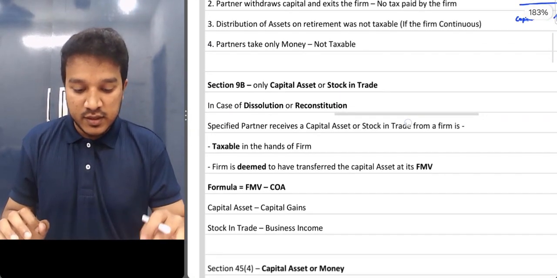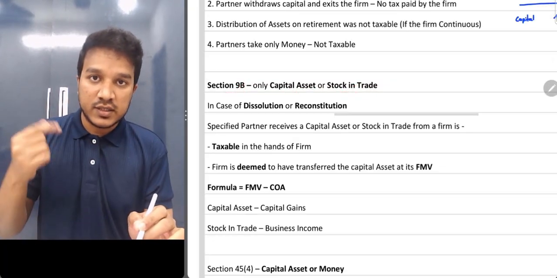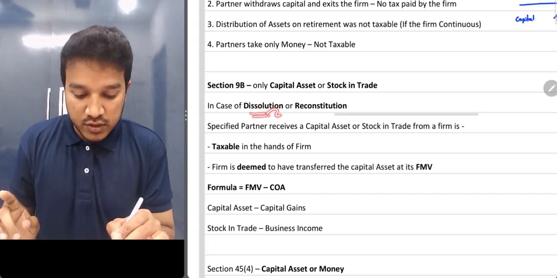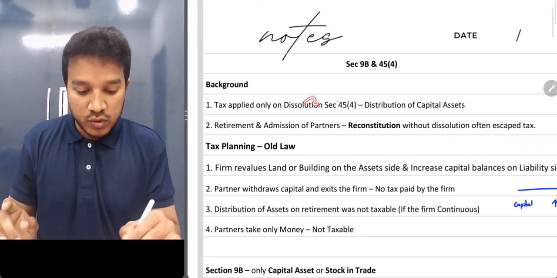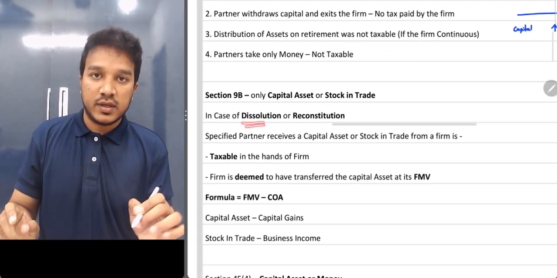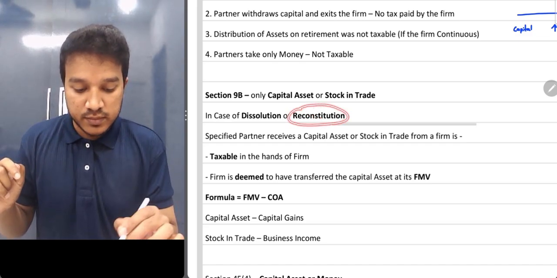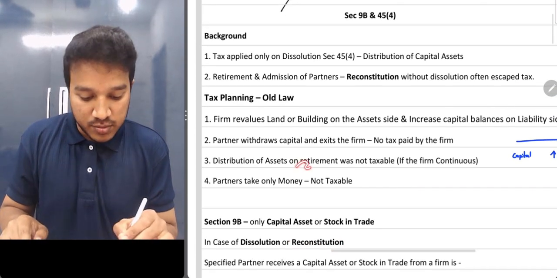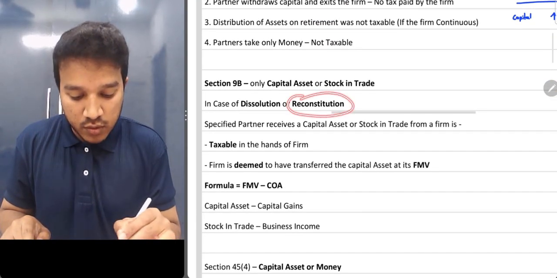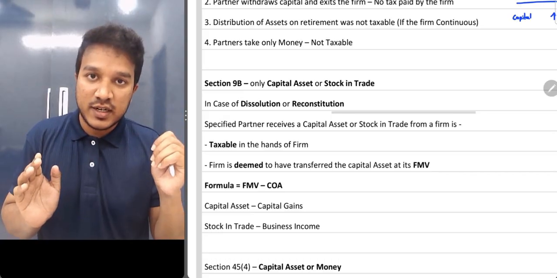So what is covered under section 9B? Capital asset and stock in trade. If you are giving money, that is not covered here. This is applicable in case of dissolution. Earlier 45(4) also spoke about dissolution; now dissolution is covered under section 9B. In case of any dissolution, section 9B is applicable, and also reconstitution. Earlier, distribution of assets at the time of retirement was not taxable. Now reconstitution is included in section 9B. At the time of retirement, if you are giving any asset, that is taxable under section 9B.